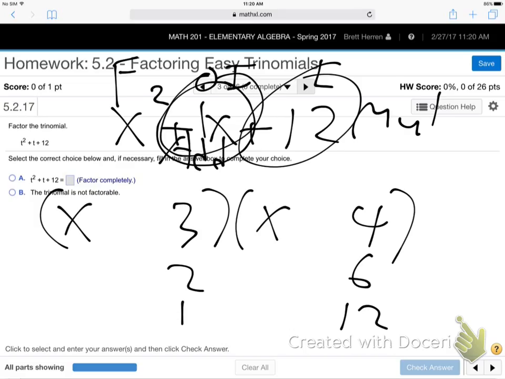Well, the only way you're going to get plus 1 in the middle is if you have plus 4 and minus 3. That's the only way to get plus 1. Right? You with me? 6 and 2 can't make 1. 6 minus 2 is 4. 12 and 1 can't make 1. 12 minus 1 is 1? No, it's not. It's 11. The only way to get 1 is 4 take away 3 to get the middle term of 1, right? But that doesn't make it positive 12. Those multiply to be negative 12.